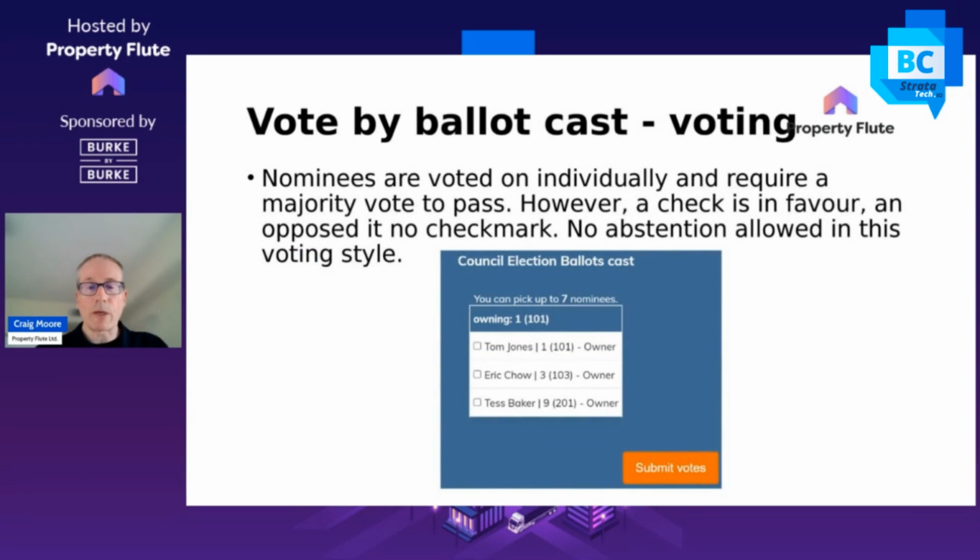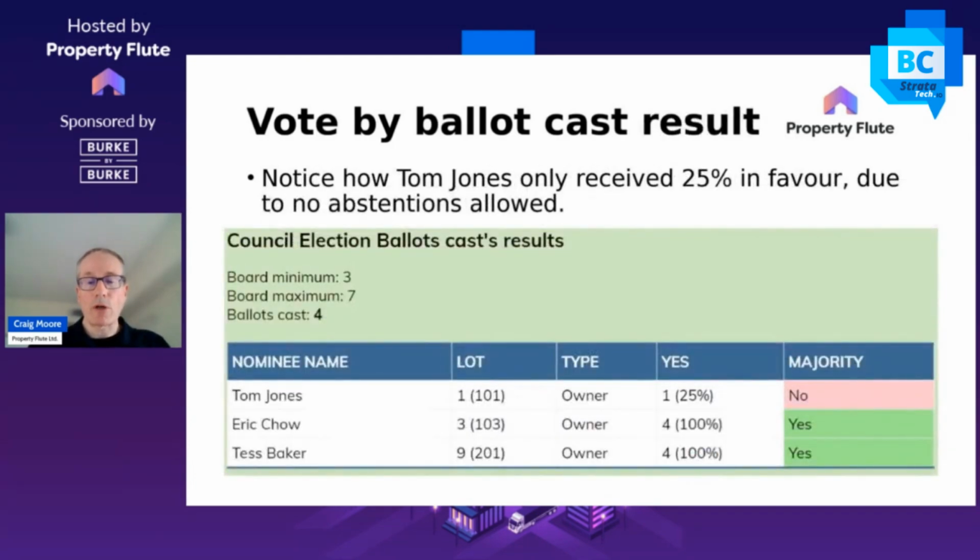But the third type is by ballot cast. Here, nominees are voted on individually and require a majority vote to pass. However, it's just a yes with no opportunity to vote no or to abstain. With the result being that if Tom only gets 1 vote, now he's not voted on council because he only got 25% of the votes. And Eric and Tess both got full marks and they got onto council.